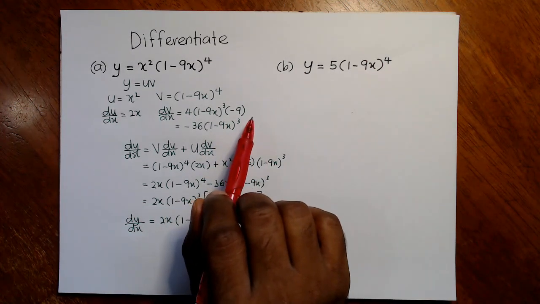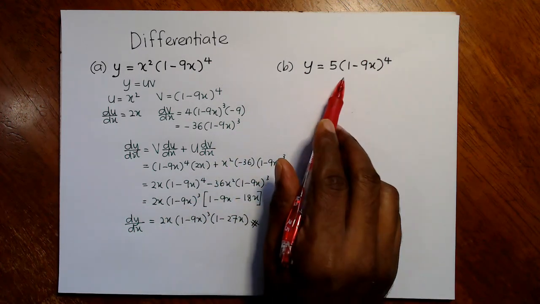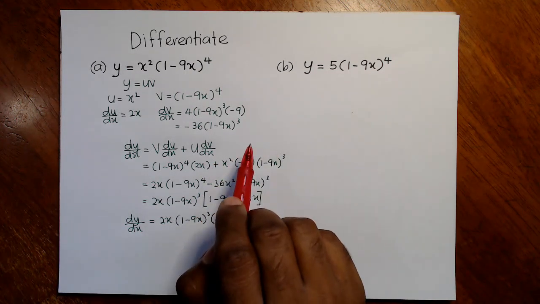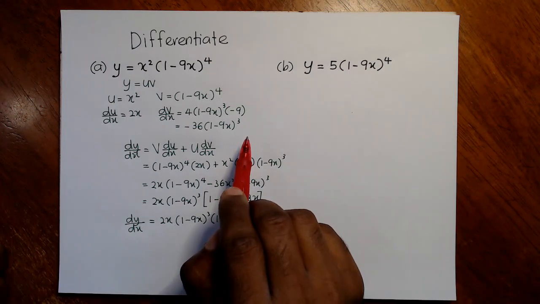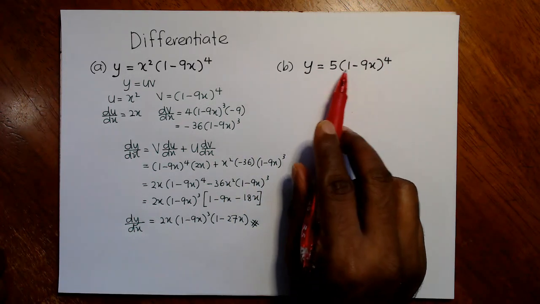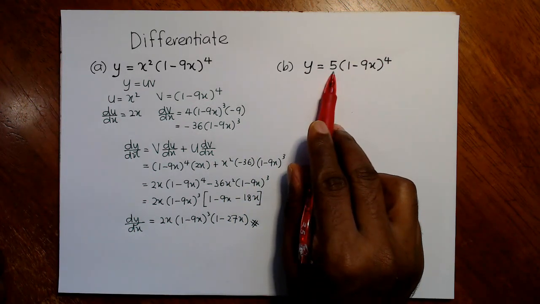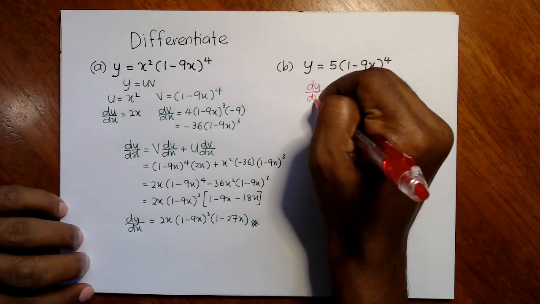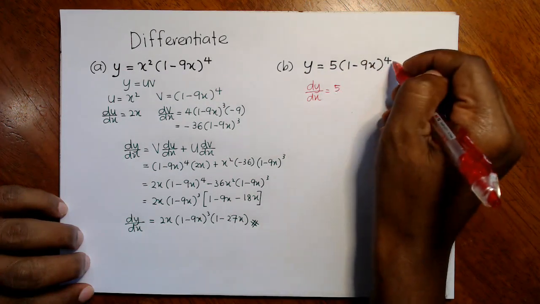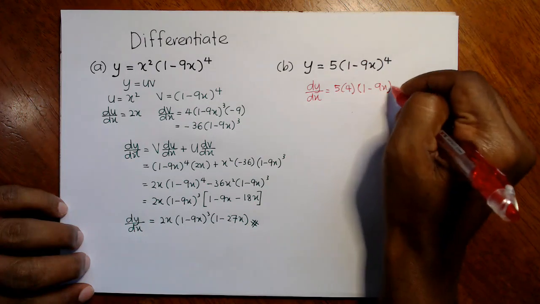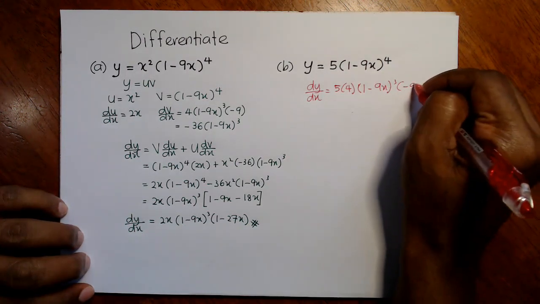Actually, no. You see, if you use product method, you will still get the answer, but we don't have to. So like I said before, we have to try to avoid using product method. If you don't have to, don't use it, because product method takes a lot of time. Right, since there's no x outside here, we can quite simply do bracket method here. So what we get is dy/dx equals 5, 4 brought in front, (1 minus 9x) to the power of 3. Differentiate the inside, you get negative 9.